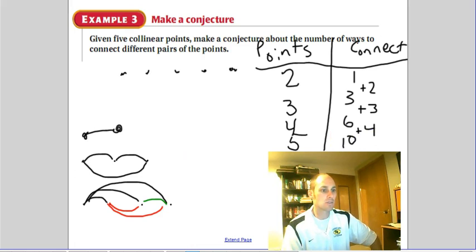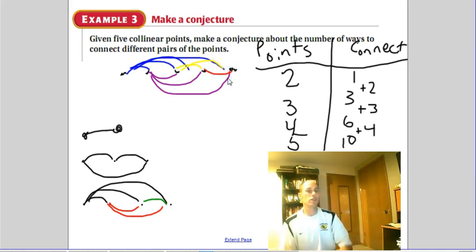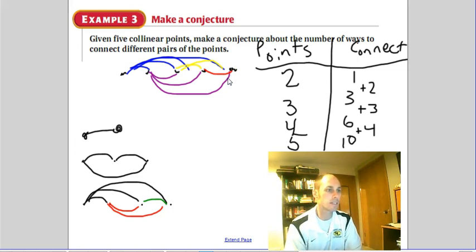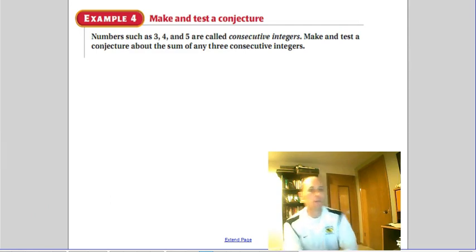Let's see if that holds true. 1, 2, 3, 4, 5, 6, 7, 8, 9, and 10. So we made a conjecture based off of an observation. We can test that conjecture to see if it works out. So we'll do that again with another example.